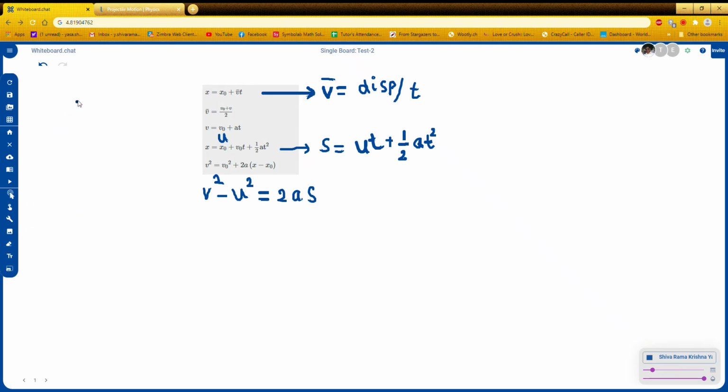Okay, now let us deal with projectile motions. First, we will know the basic laws of kinematics. The basic laws are: x minus x naught, where x is position and x naught is the initial position, is equal to v bar t.